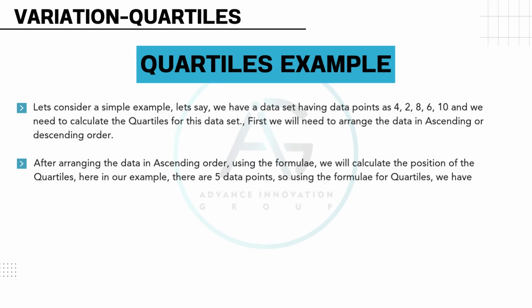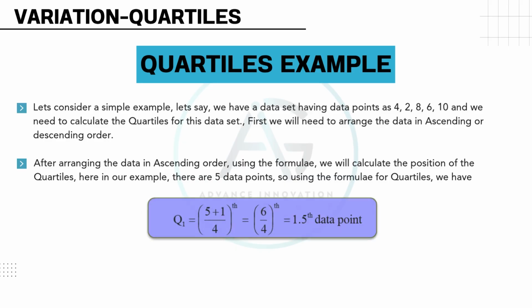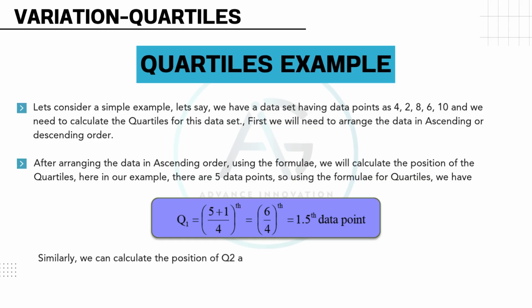Here in our example, there are 5 data points, so using the formulae for quartiles, we have Q1 equals the quantity 5 plus 1, divided by 4, which equals 6 divided by 4, or the first 0.5 data point. Similarly, we can calculate the position of Q2 and Q3, which will come to third and fourth 0.5 data point respectively.